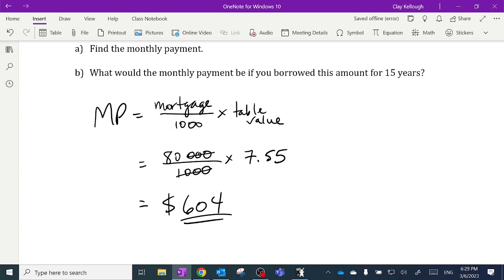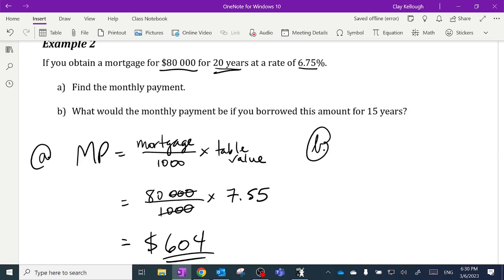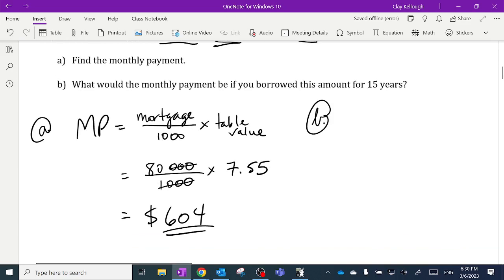Now, that was part A. What if for part B, instead of a 20-year mortgage, you got a 15-year mortgage? Maybe you looked at this 604 and said, we can afford to pay more than that, and I'd like to pay it off quicker, 5 years quicker, with fewer payments. So let's see what happens to the new payment.